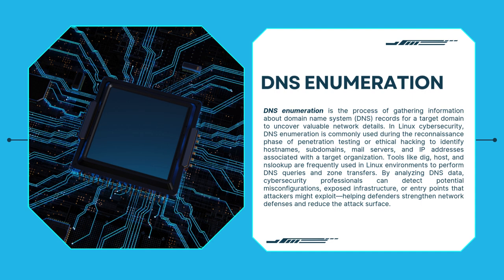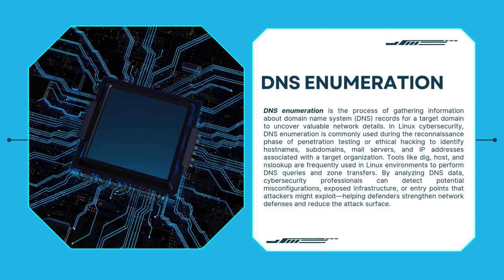Let's talk about DNS enumeration, which is a super important part of the reconnaissance phase in cybersecurity. DNS, short for Domain Name System, is basically the Internet's address book. It translates human-friendly domain names like example.com into IP addresses that computers use to communicate. DNS enumeration is the process of digging into that system to extract valuable network information. From a cybersecurity standpoint, this can reveal a lot more than you'd expect.